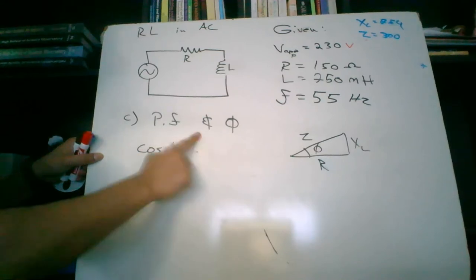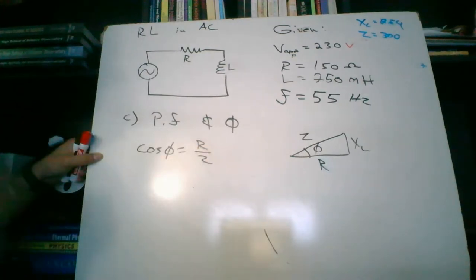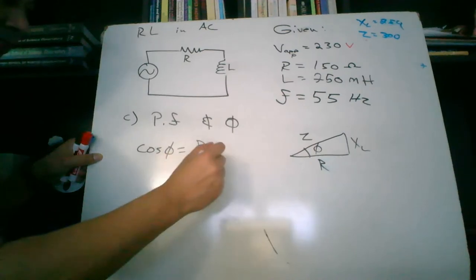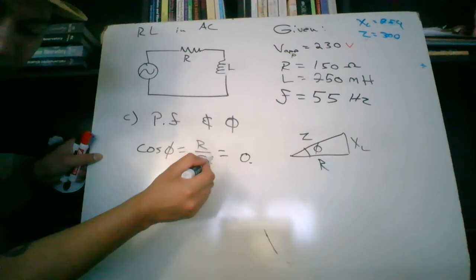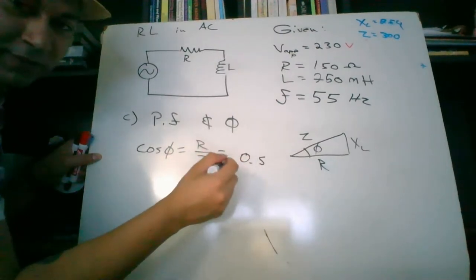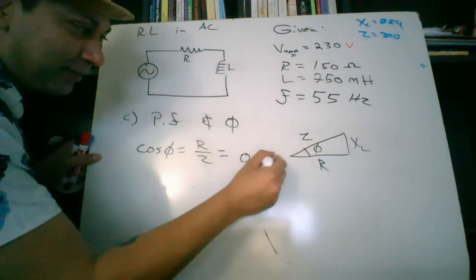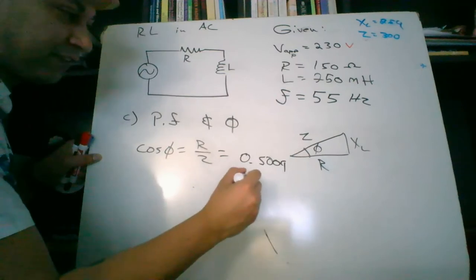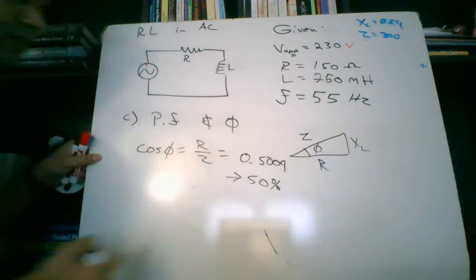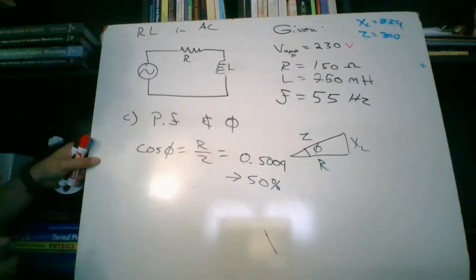I didn't want to write that. I wanted to write R over Z. There we go. So yes, I agree with you. The power factor is going to equal 0.5. I'm just going to copy Zoe's. I put 0.5, but Zoe's more accurate than me: 0.59. And that's going to be 50% is our power factor. 50.01% if we're going to be more accurate.